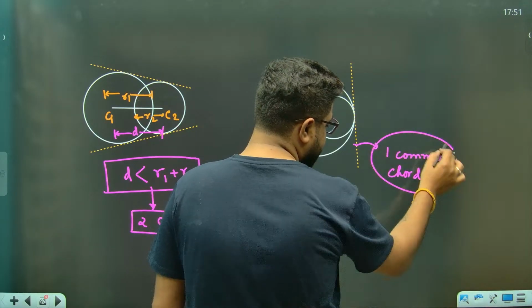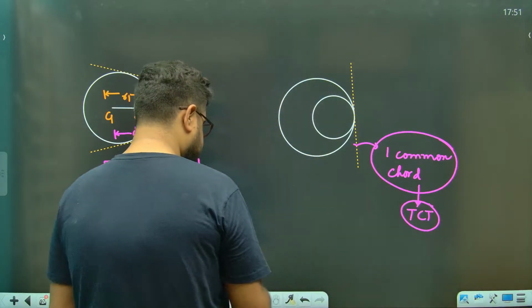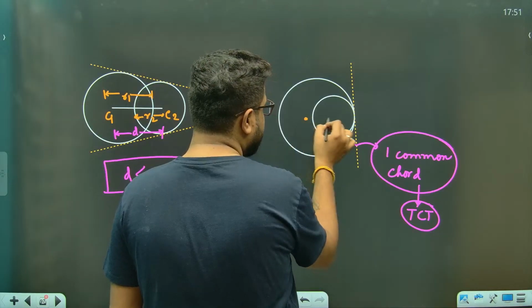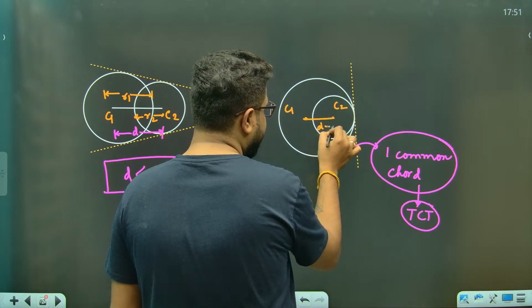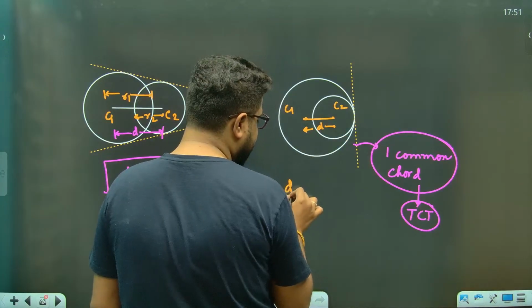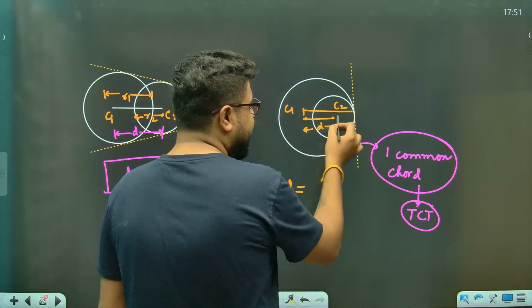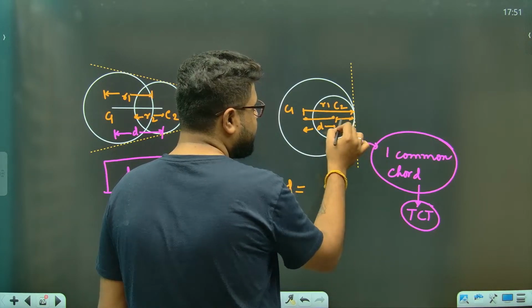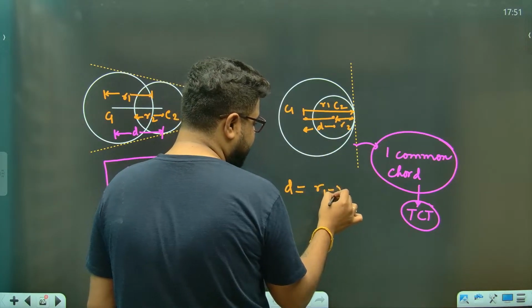That is, sir, one TCT. And what is the situation here? Let's see the situation mathematically. So this is C1, this is C2, and this is D. The whole thing is R1 and this whole thing is R2. So D is equal to R1 minus R2.